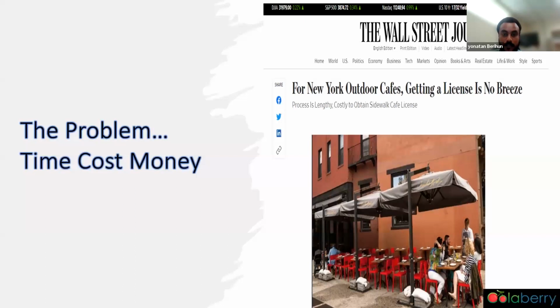So if you look at this article from the Wall Street Journal, it became such a pain to get a single permit just to be able to put a couple chairs on that even the Wall Street Journal had to put an article out on how lengthy and costly the process was. So with this being an issue for the different municipalities, we were trying to find a solution for them to be able to understand how they can best service these businesses so they can go ahead and get these permits in a non-lengthy and a more cost-effective way.